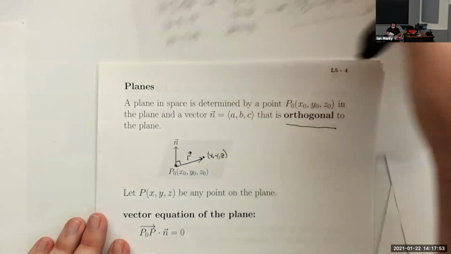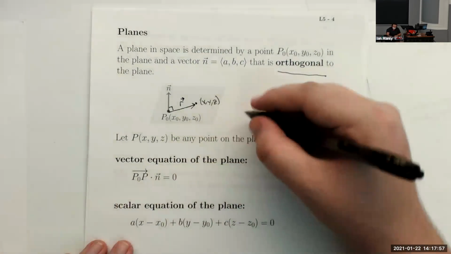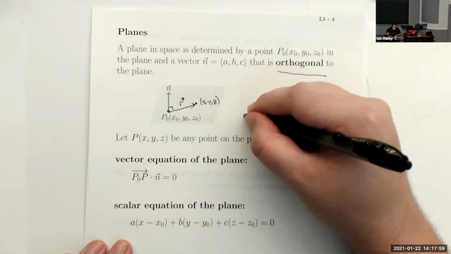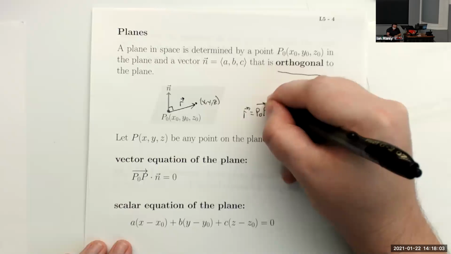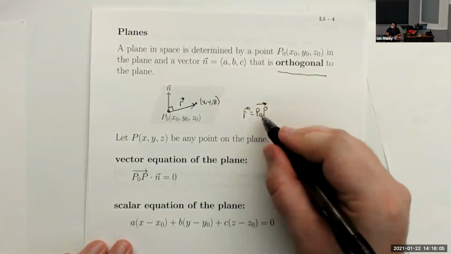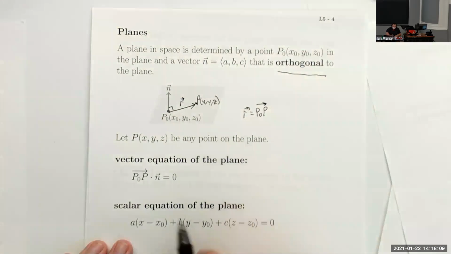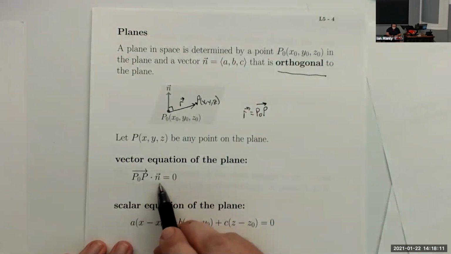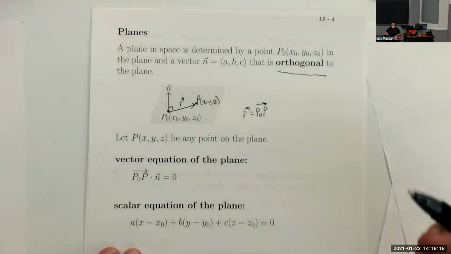Let me get rid of this. Okay, so I called that R. That's another common name for it. So R is this vector pointing from P naught to P right here. If we dot these together, you're going to end up getting 0, because they are orthogonal. That's what we learned the other day with dot products.